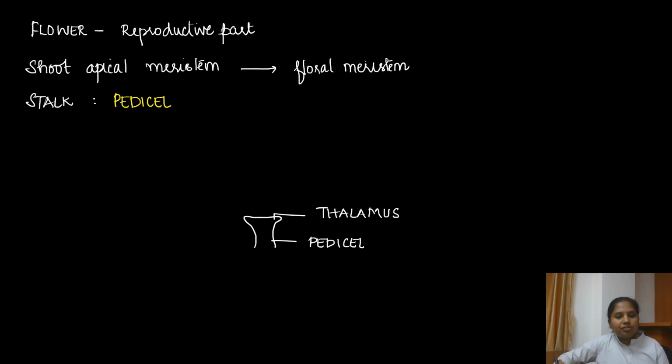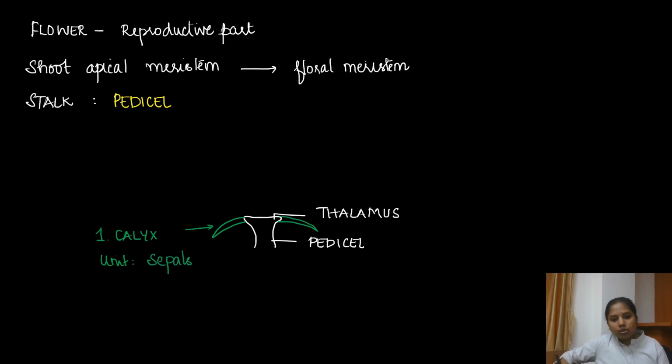There are four different whorls present in a flower, namely calyx, corolla, androecium and gynoecium. The outermost whorl is the calyx, which is green in color. This is the first, outermost whorl, which is the calyx. The unit of calyx is the sepals.